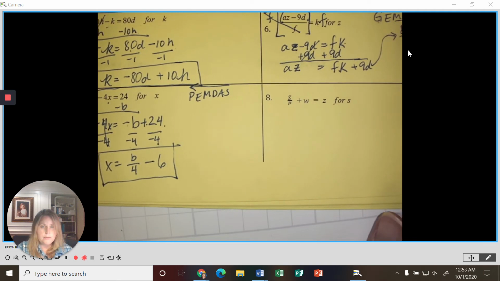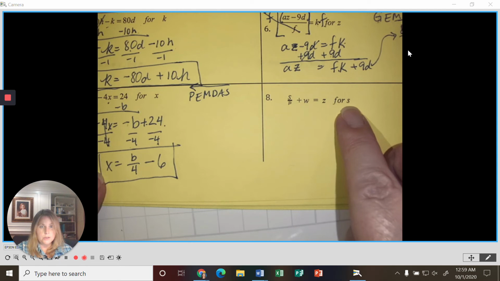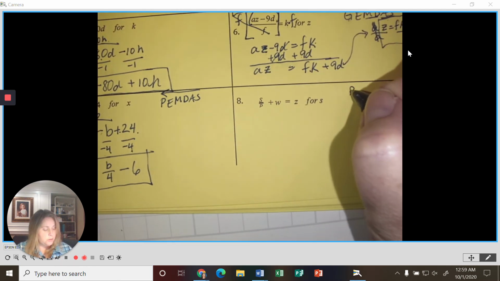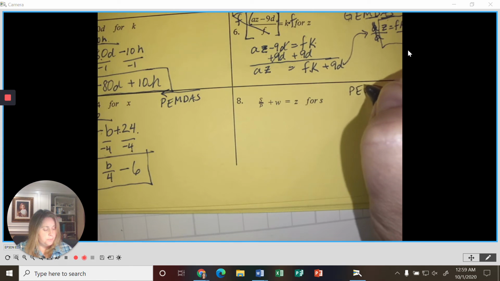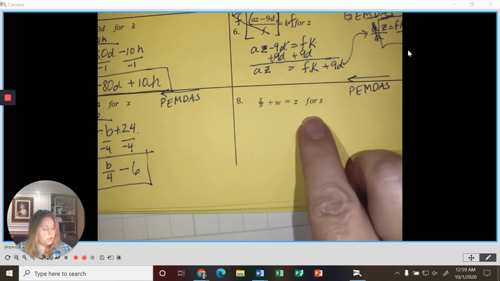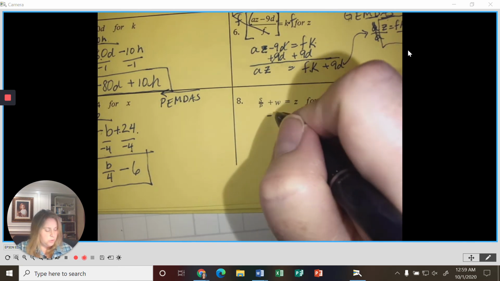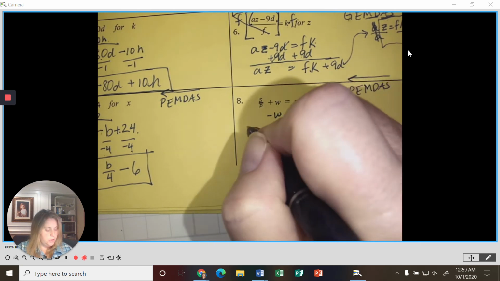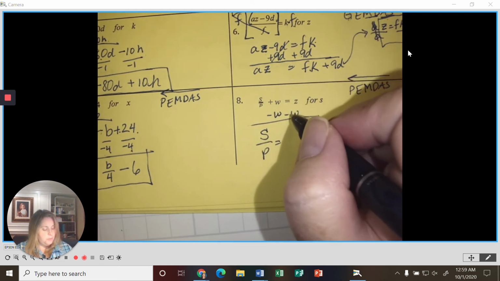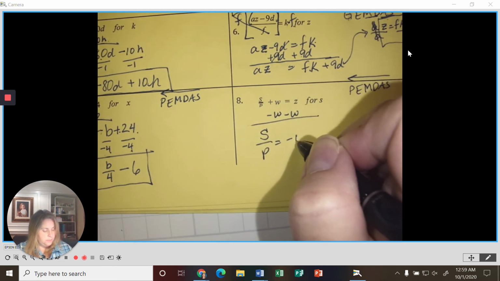And then number 8, we have s over p plus w equals z, and we are being asked to solve for s. So here's our s term. Remember the order of operations in reverse. Is anything being added to or subtracted from our variable term? Yes, there's a plus w, so we subtract w. So we have s over p equals negative w plus z.